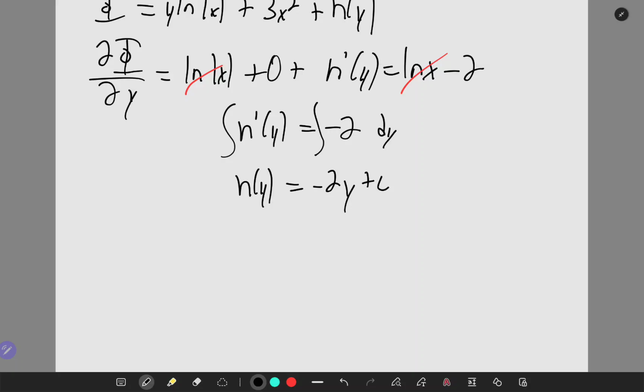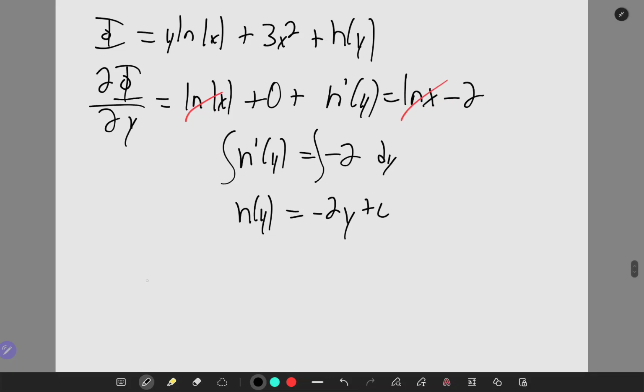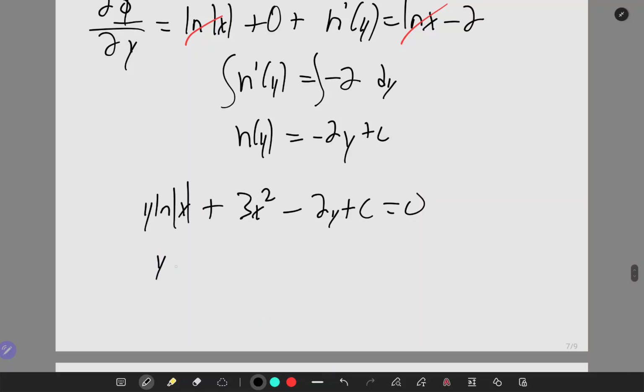Okay, so we have the minus 2y plus c. So we have h of y. Let's go ahead and plug it back into phi up here. So we have y natural log of x, absolute value, don't forget that, plus 3x squared plus h of y, which is minus 2y plus c, equals 0. I'm going to move that c over. It's going to become a new constant because it's negative. Okay? And that's our solution.